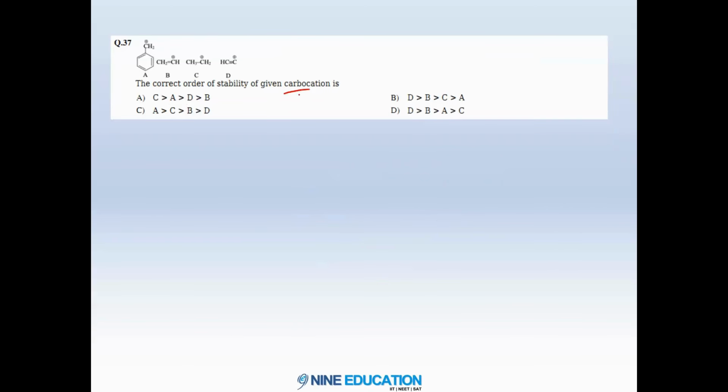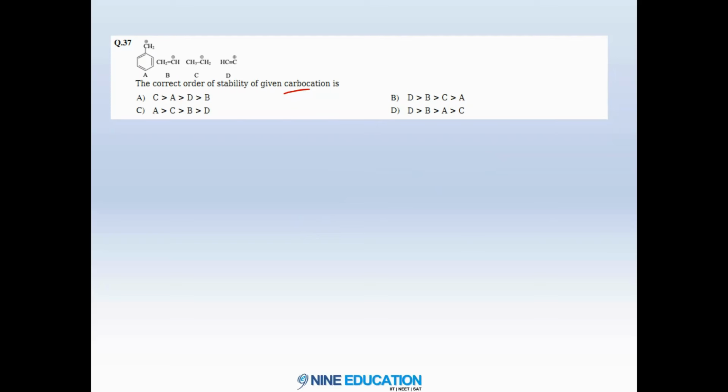Okay, correct order of stability of the carbocation. So you see everywhere there is unsaturation, except this one. On an unsaturation, if a negative charge is there, then the negative charge can be better held. Because unsaturated carbons will be either sp or sp2 hybridized, they are more electronegative, so they prefer to take the electron density on themselves and they'll be more stable.